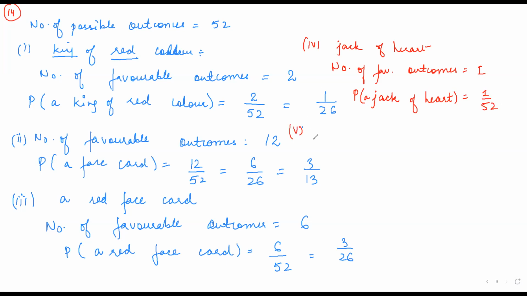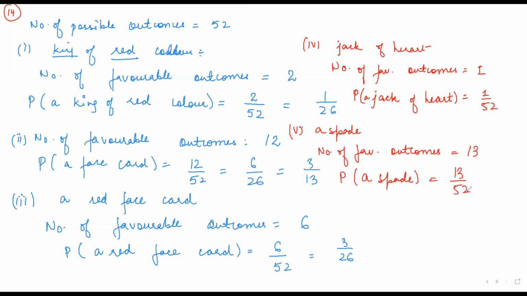Okay, fifth, a spade. How many spades are there? 13, okay, good. So the probability of a spade is 13 divided by 52. Spade means, you know, second line. So one ace card, then your 9 number cards from 2 to 10, and then 3 face cards. So second row, basically. Each row is 13 in number. So 13 plus 13 plus 13 plus 13, 52.